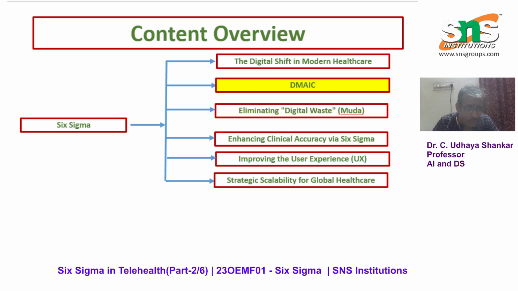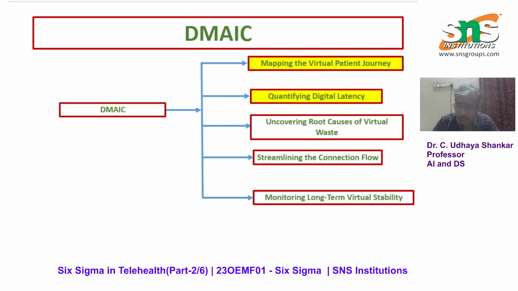This is a very important tool in all Six Sigma based industries. So what do we mean by DMAIC? DMAIC is nothing but define, measure, analyze, and finally control. Is it right? So this is called DMAIC.